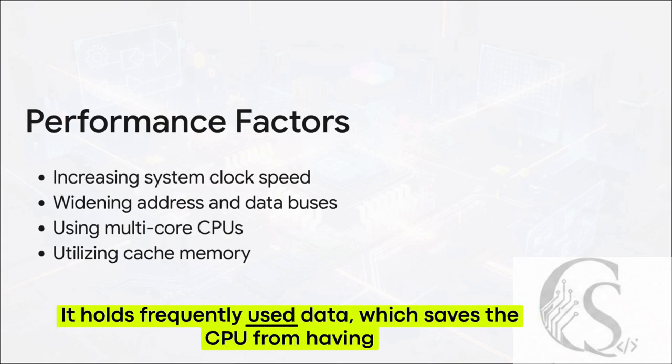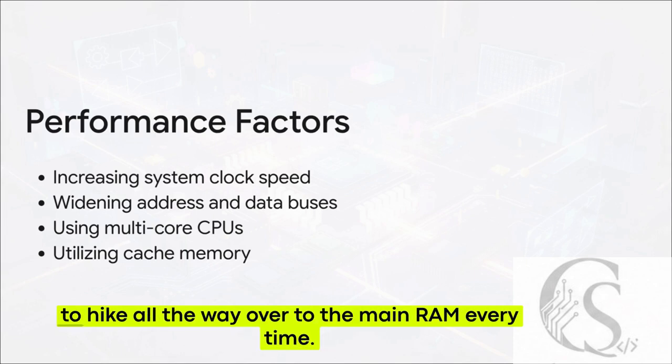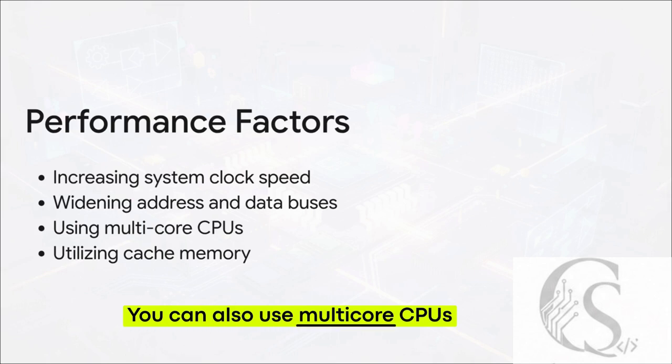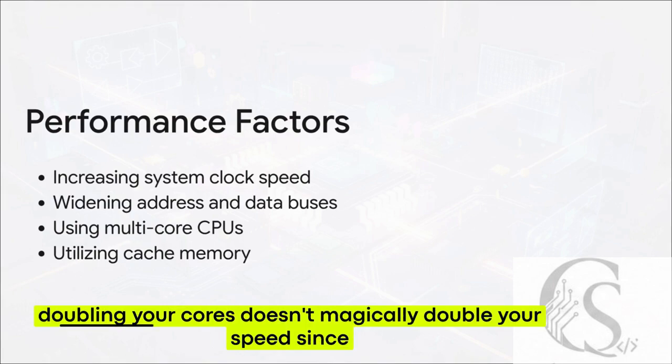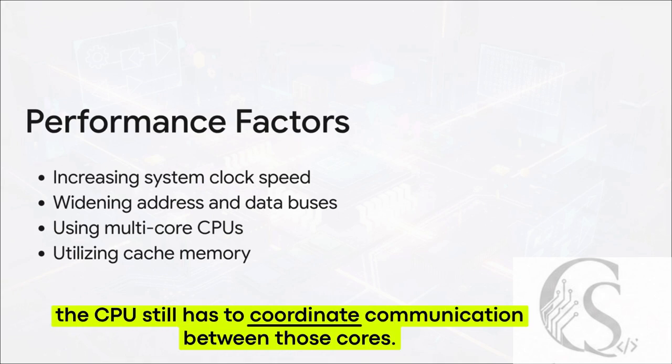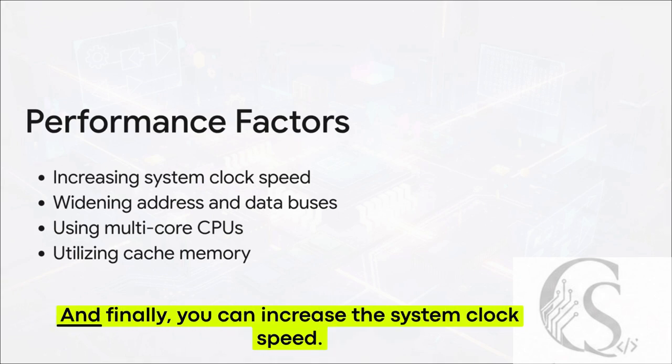It holds frequently used data, which saves the CPU from having to hike all the way over to the main RAM every time. You can also use multi-core CPUs, like a dual or quad core. That essentially gives you multiple internal brains to process things simultaneously. Though a quick caveat, doubling your cores doesn't magically double your speed, since the CPU still has to coordinate communication between those cores. And finally, you can increase the system clock speed.